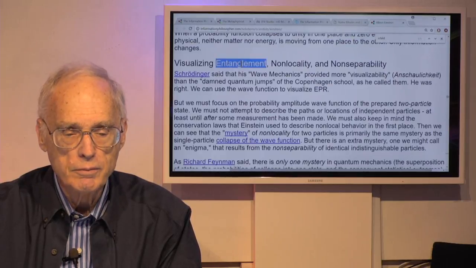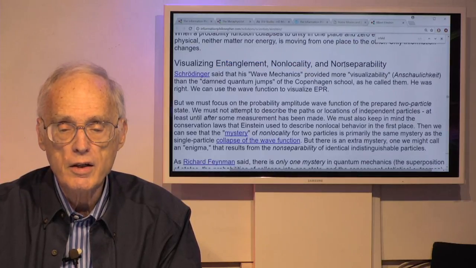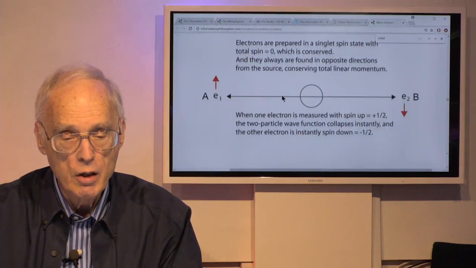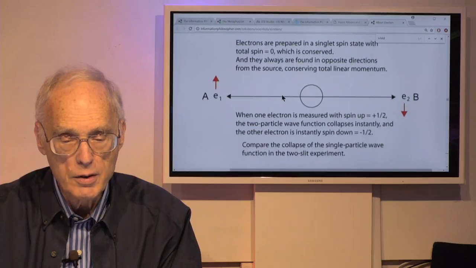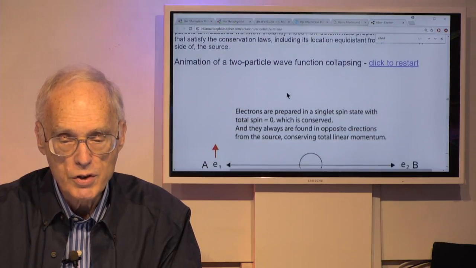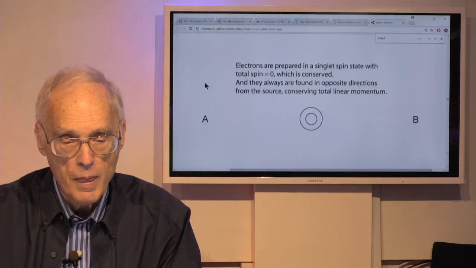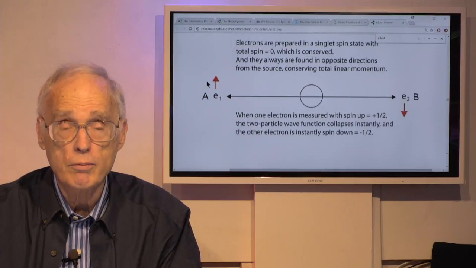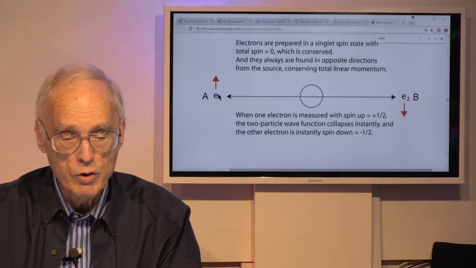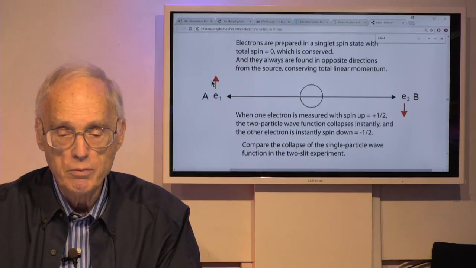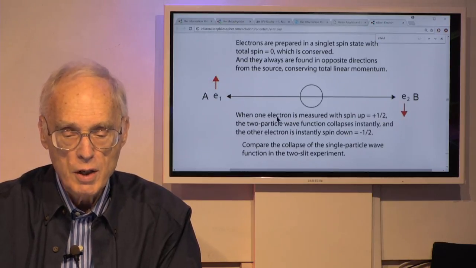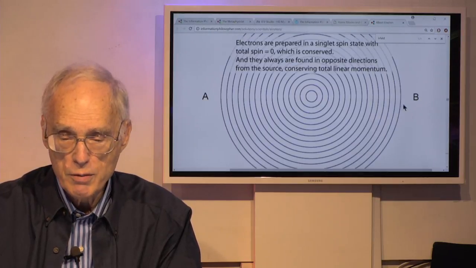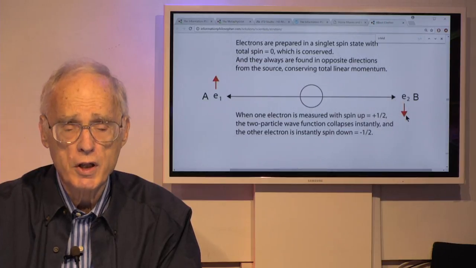Okay, let's go down then to visualizing entanglement, non-locality, and the idea that these are non-separable, that they retain a connection with one another. There's a lot here, but here's an example I want you to see. This is an animation. Here the particles separate from one another, and A and B suddenly show up. When E1 is measured with spin up, one half spin up, the spin is either up or down. Something happens so that instantaneously over here at B, watch what happens. Boom! This one winds up with its spin down.